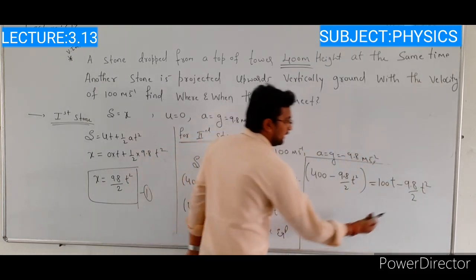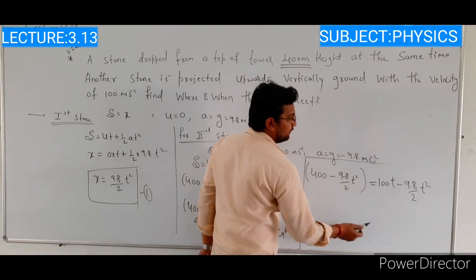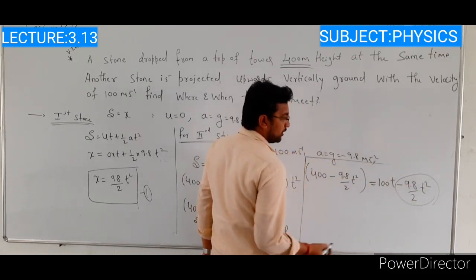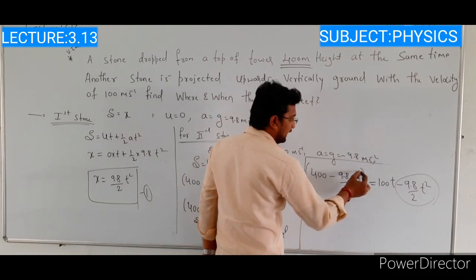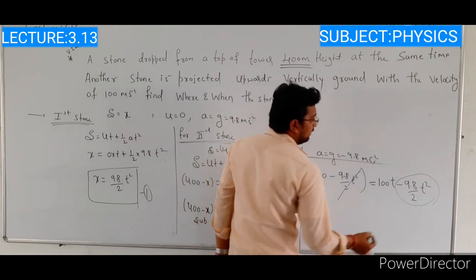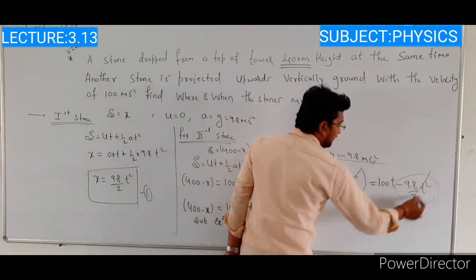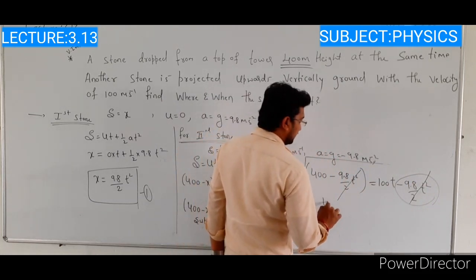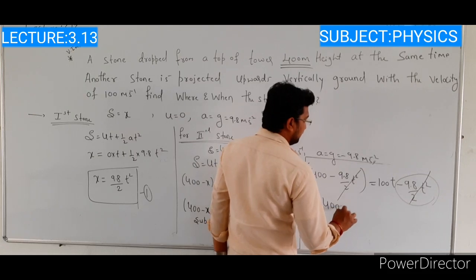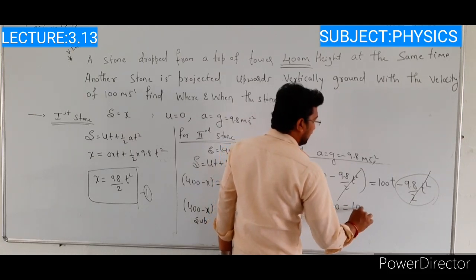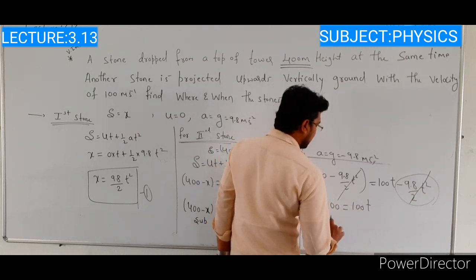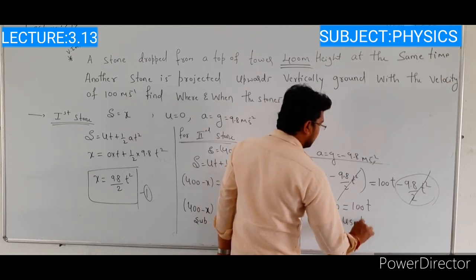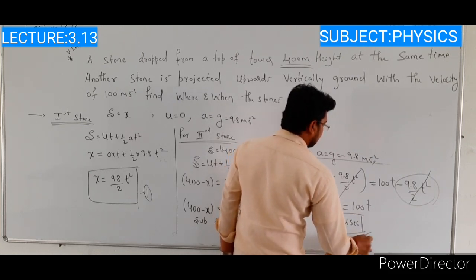So in this case, take this whole term to this side, then it becomes positive. So 9.8 by 2 t square and 9.8 t square by 2, both get cancelled. So what are the remaining terms here? That is 400 equal to 100t. So then t is equal to 4 seconds.